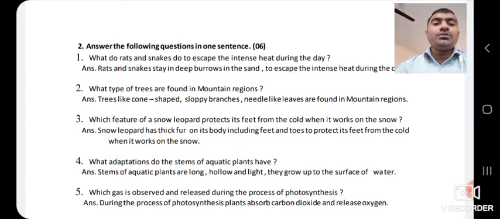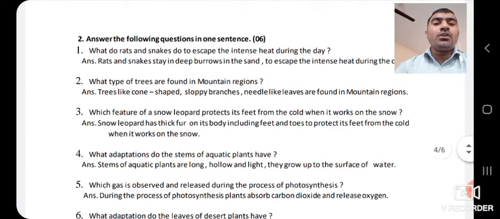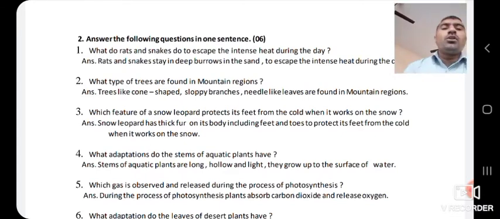What adaptation do the stems of aquatic plants have? Stems of aquatic plants are long, hollow and light. They grow up to the surface of water.